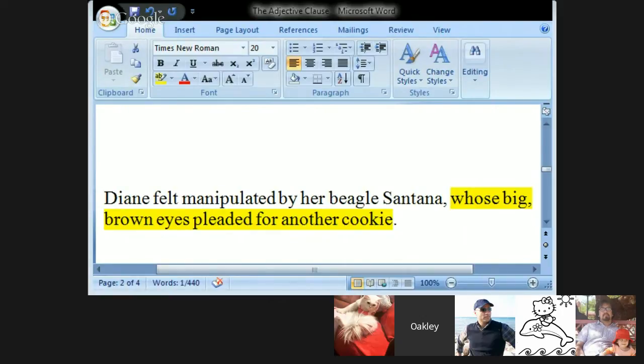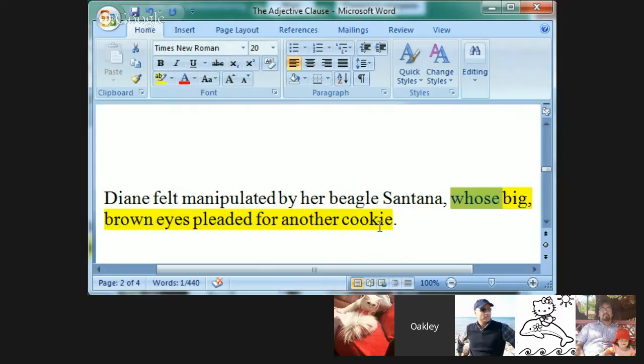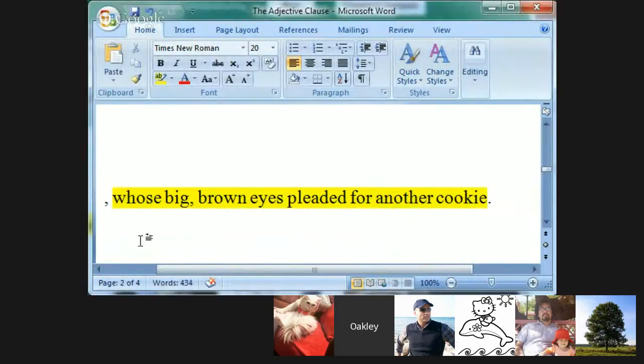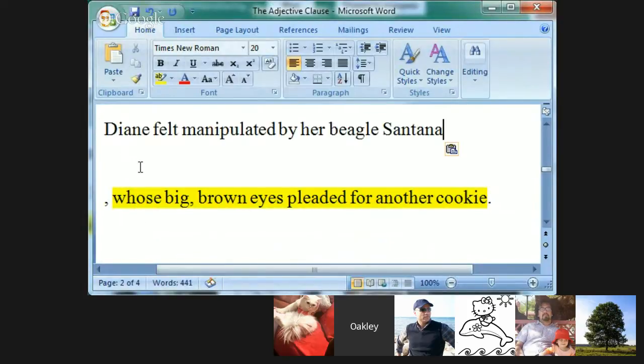Yes, that's the idea. Her beagle. So whose is a pronoun referring to Santana, her beagle. That's right. So we need another clause. Notice this clause could be an independent sentence. I could just extract this and use it as its own sentence with a period: Diane felt manipulated by her beagle, Santana. Great. I have a subject and a verb, and it's a complete idea.